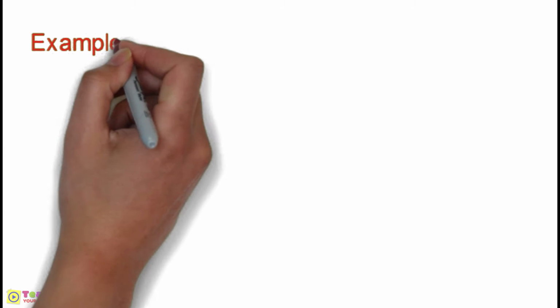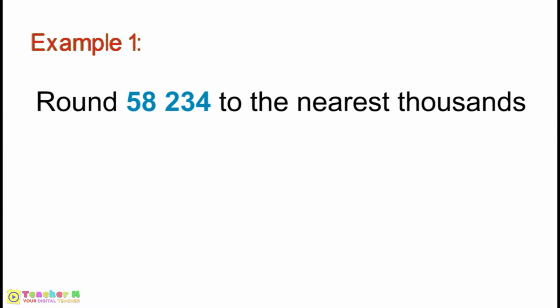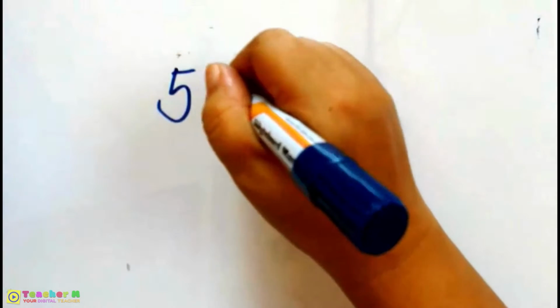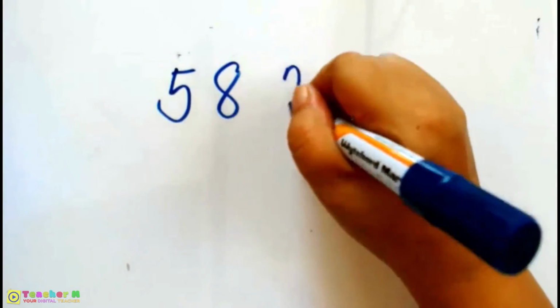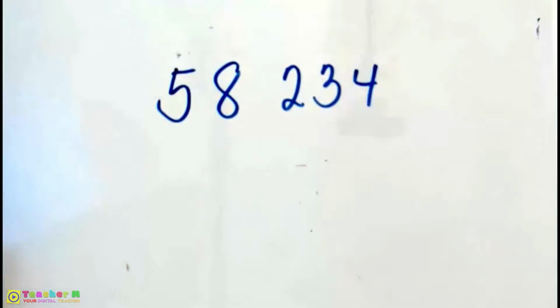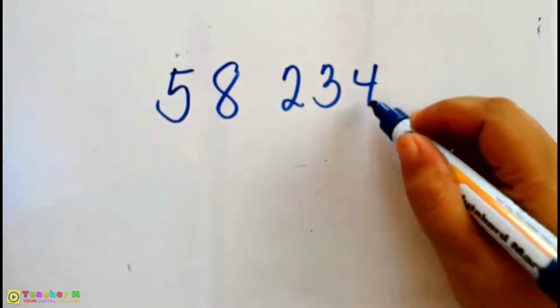Example 1. Round 58,234 to the nearest thousands. Step 1. Label each digit with the correct place value. So we will label each digit of the number 58,234 with the correct place value. We will start from here.